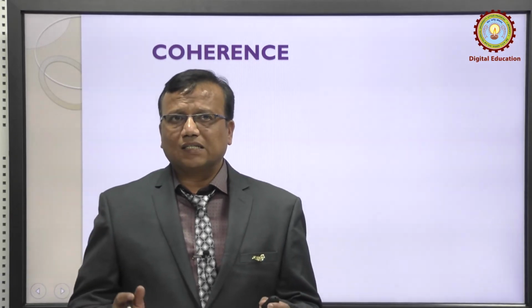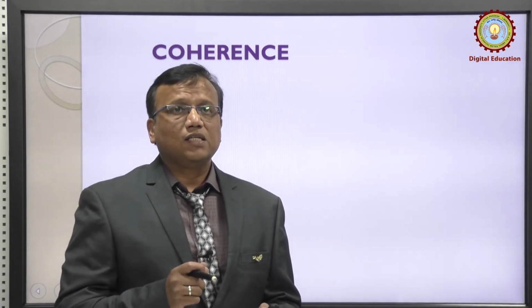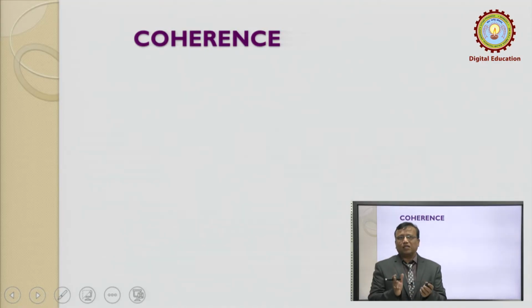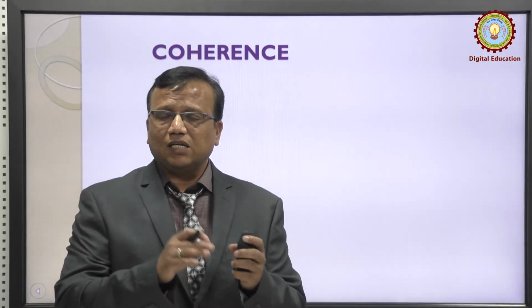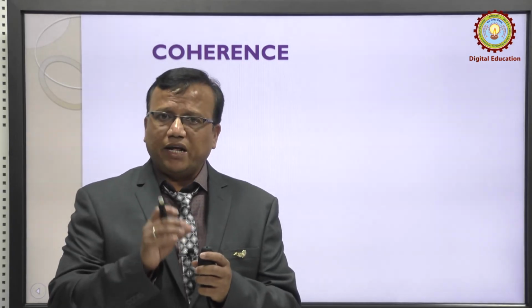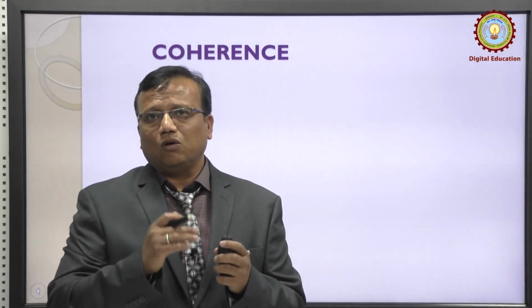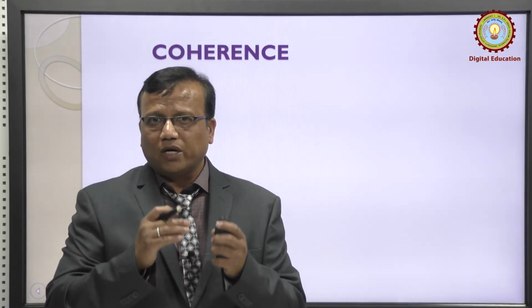Now we will discuss the third characteristic, which is a very important characteristic, called coherency. First of all, we have to understand what coherent sources are. Whenever two waves propagate in a medium with the same frequency and same wavelength and maintain a constant phase difference, then the two waves are said to form a coherent source.